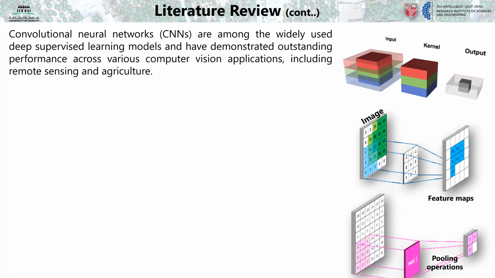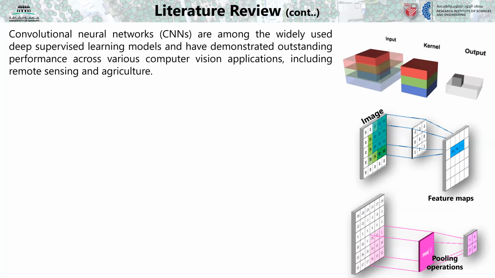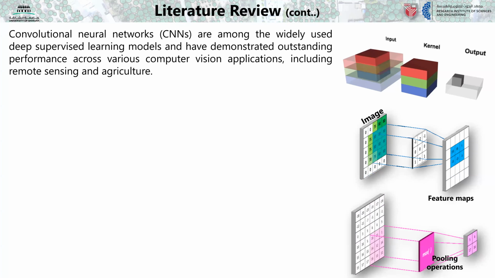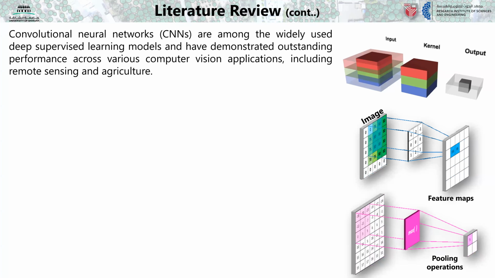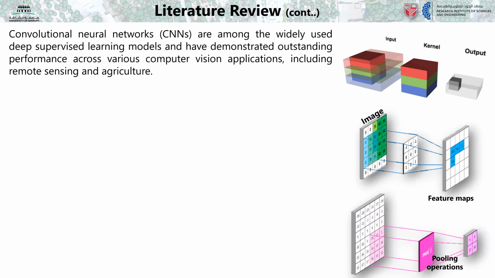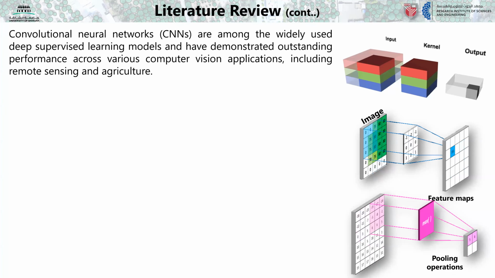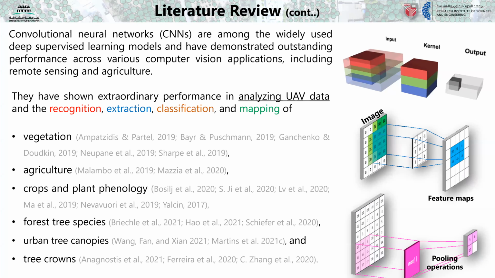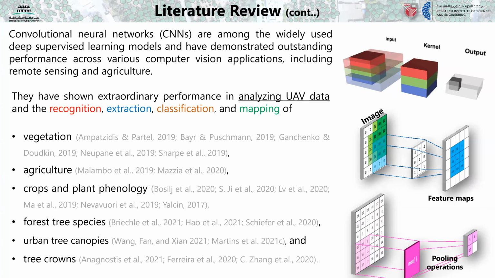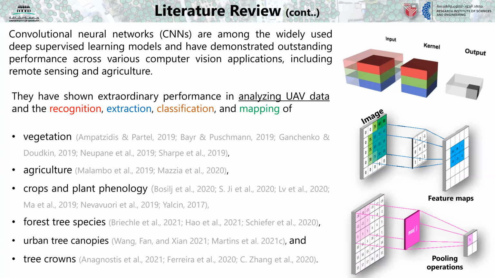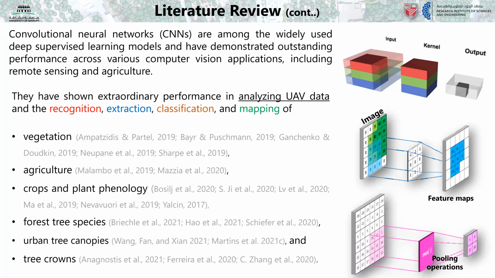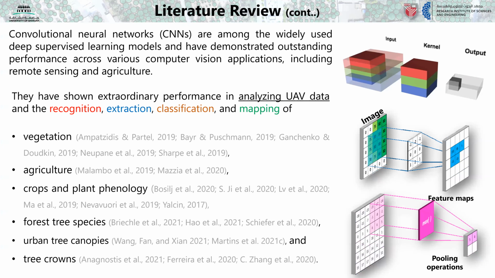So the convolutional neural network is one of the most widely used techniques, where high level deep features and complex patterns are automatically learned by the CNN from the input data set through learnable layered convolutions. Convolutional neural networks are widely used in analyzing UAV data in various tasks in recognition, extraction, classification, and mapping of vegetation, agriculture, forestry species, urban tree canopies, tree crowns, and other different applications.